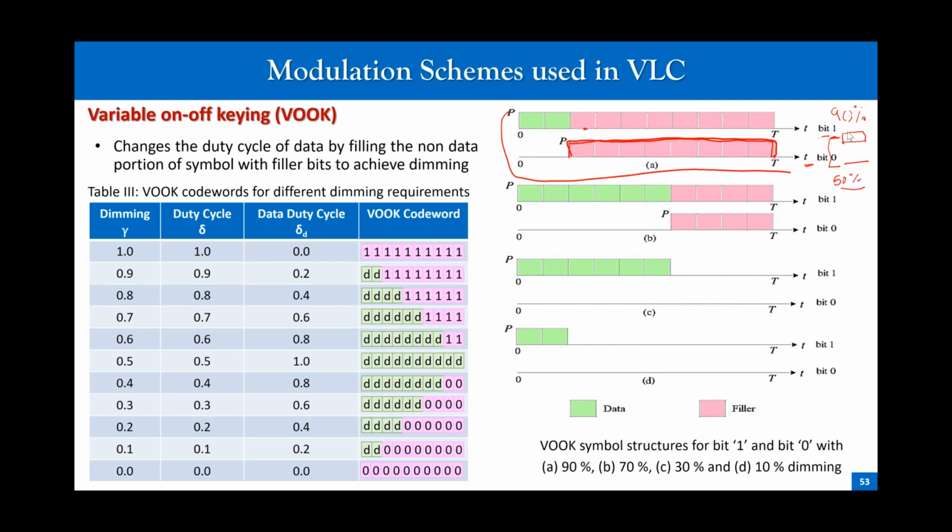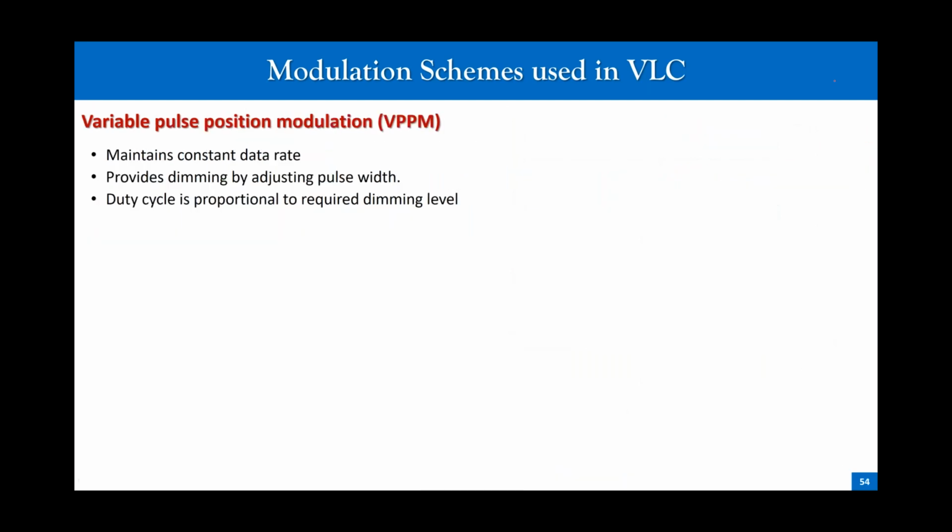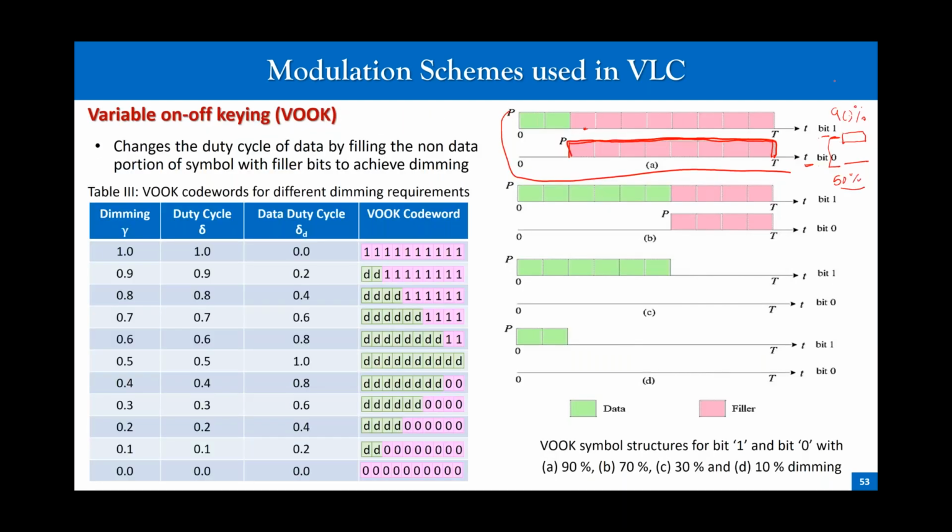In VOOK modulation, that is variable on-off keying, for bit 1, we have the entire transmission present. For bit 0, normally what we would have hoped is nothing to be present. Okay, but for bit 0 also we are transmitting for a certain time duration. So this will give us an average higher than 50%. So you can have 90% dimming.